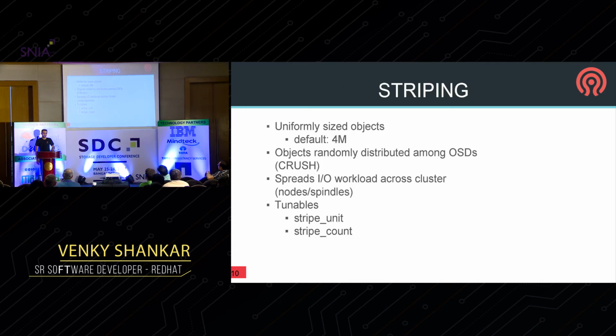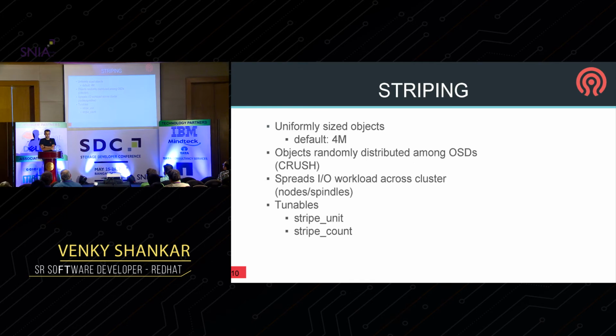Okay, striping. Uniformly, all the objects are uniformly sized, but they are sparse. We default to a 4 megabyte object size. Objects, as I said, are randomly distributed across the OSDs in the pool. It's handled by a data distribution algorithm called CRUSH, controlled replication under scalable hashing. Once you chunkify your image and put all the objects on different nodes, you can do parallel IOs. It's not one big file sitting on the file system. So your IO workloads are spread across the cluster, and no single node is responsible for the entire image.